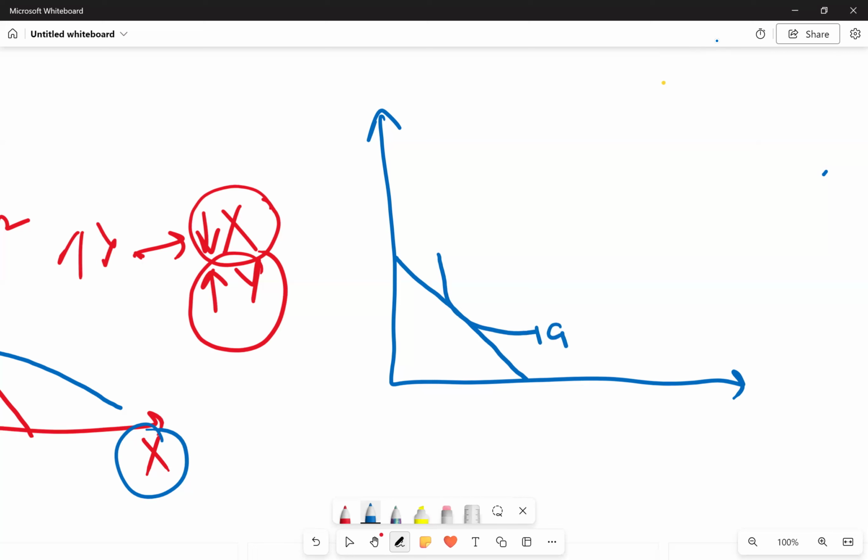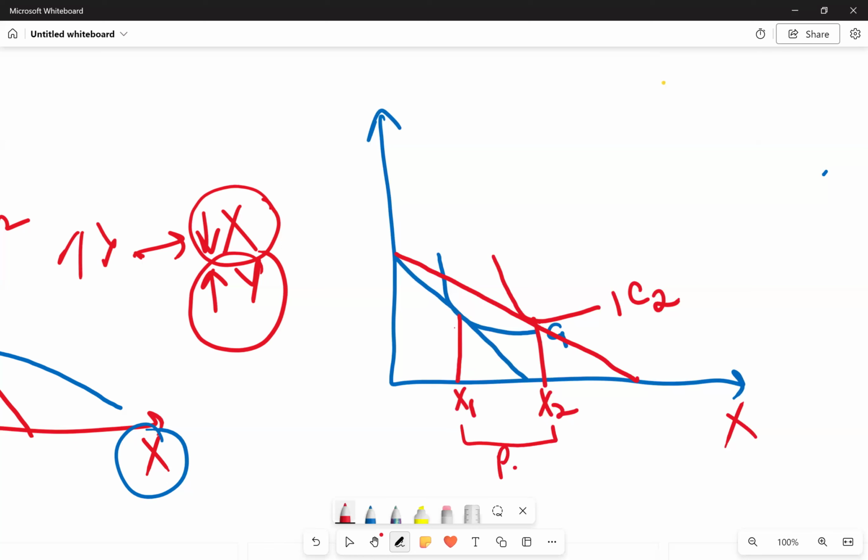Okay. Now, the price falls for X. So the budget line moves outwards and I'm at IC2. So I've moved from point X1 to point X2, right? Now this is due to price change, so it will be called my price effect. Now, because we are able to consume more, we are able to afford more, right?